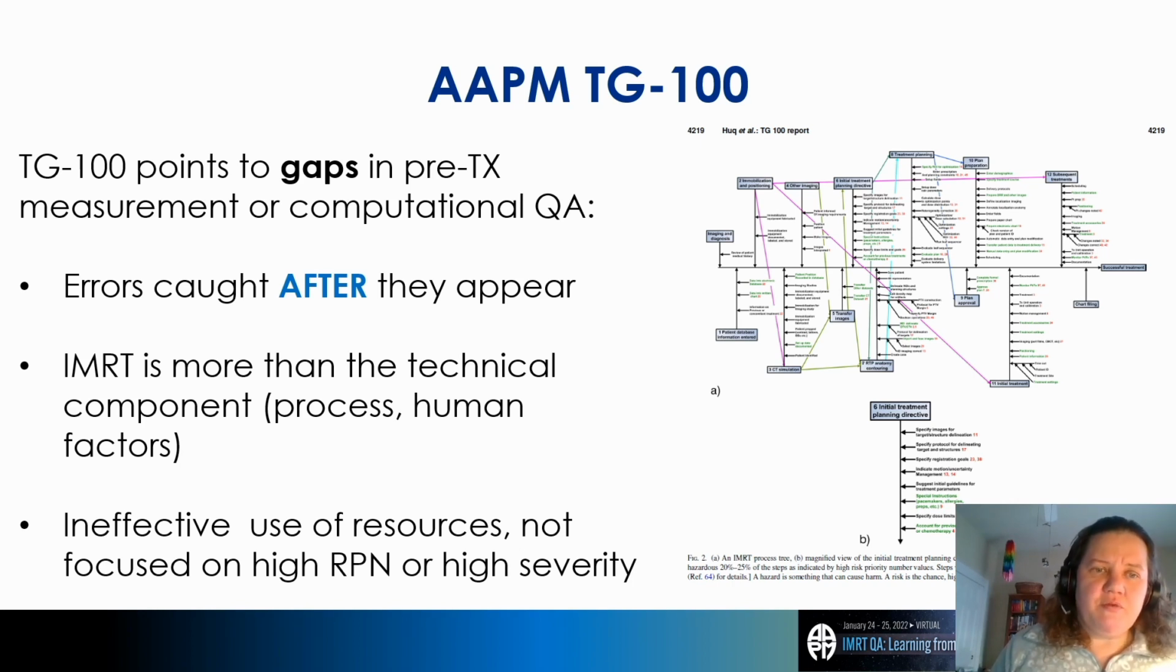IMRT is also way more than just a technical component. There is this whole process, again, right slide, very complex, and there's also human factors that you have to consider. And TG100 really pointed out that this prescriptive QA that we had before was really a somewhat ineffective use of resources, because it's not driving us toward focusing on high risk priority numbers or high severity failure modes.